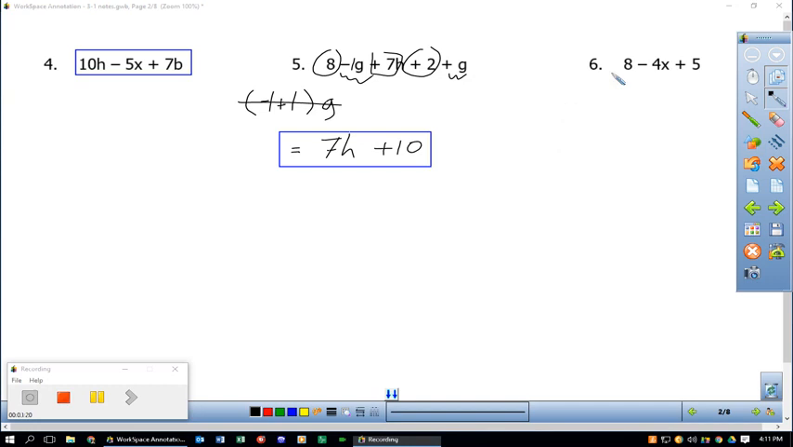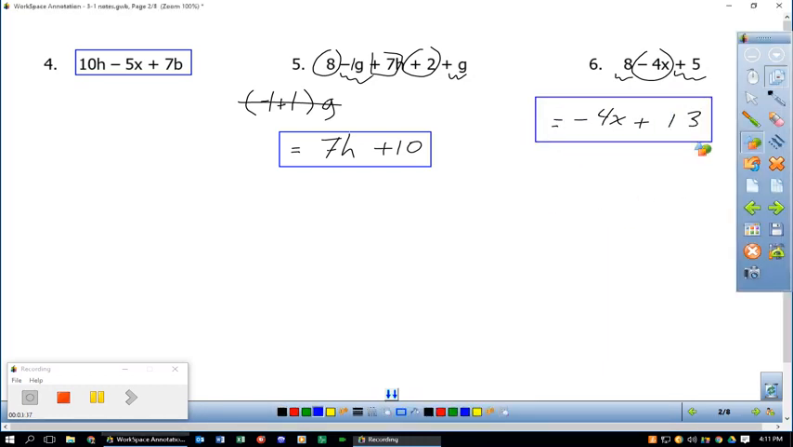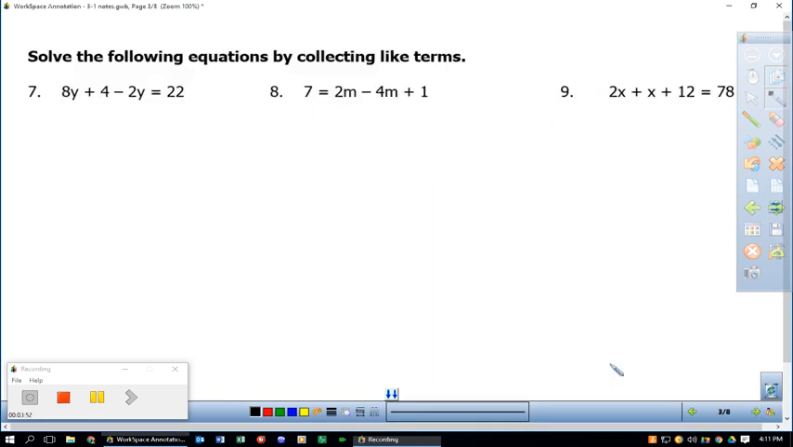All right, number 6, only like term we have here is 8 plus 5, so that's 13, positive 13. I'm going to go and bring down this minus 4x. You could also write that as 13 minus 4x. All right, so now we're going to have to solve some equations. Okay, so we're going to have to combine like terms as we go, but in the end, our solution, or our answer, is really going to be getting x by itself or m by itself or whatever. In this case, it will be a solution.